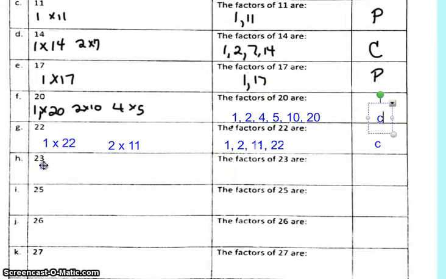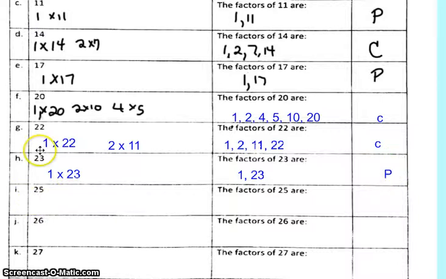All right. The factors for 23, that'd be 1 times 23. There are no other ways, so the factors for 23 are 1 and 23. There are only two factors, so that makes that a prime number.